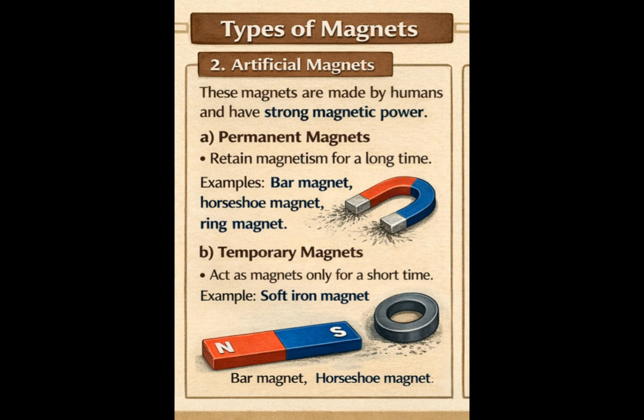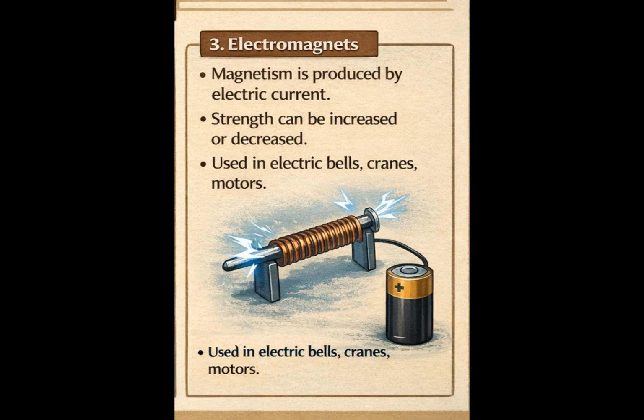One more, temporary magnets. Temporary magnets act like magnets only for a short time. Example, soft iron magnet. Third type, electromagnet. Magnetism is produced by electric current. Strength can be increased or decreased. Used in electric bells and motors.